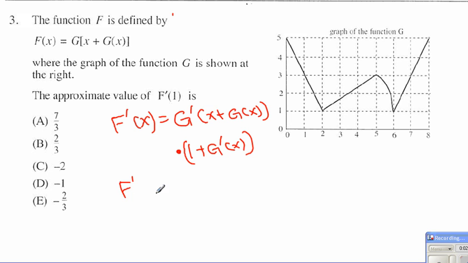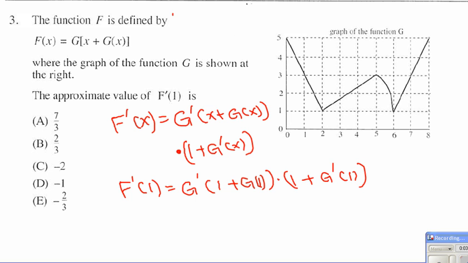Now, then f prime of 1 for this matter becomes g prime of 1 plus g of 1 times 1 plus g prime of 1. Now let us try to calculate one at a time. Here we realize this is simply 1, but what is g of 1? Since this is the graph of g, when you go to 1, we realize the value would have been equal to 3. So therefore, that's equal to 3, right over there. And then this is 1. But what is g prime of 1?